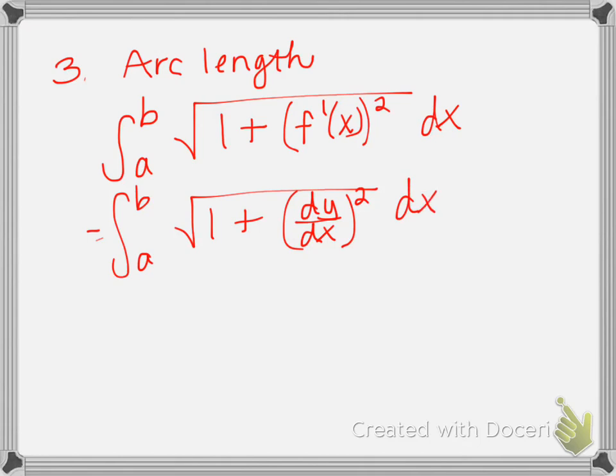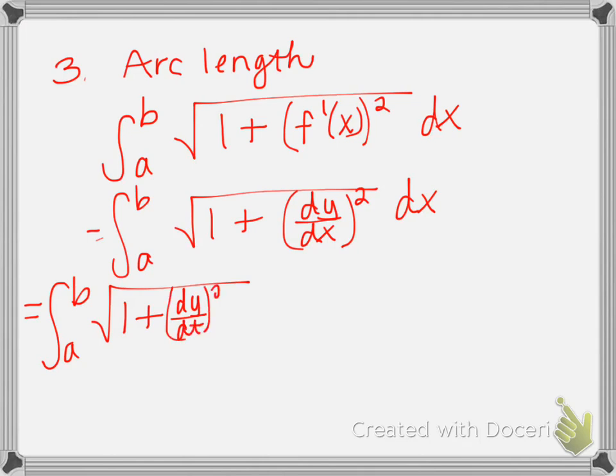And then what you can do is multiply by, oh, I haven't rewritten it yet, I'm sorry. This is the square root of 1 plus, okay, dy dx in terms of parametric equations is dy dt squared over dx dt squared. And then I can simplify, like I can multiply by this to get rid of it being on the bottom.